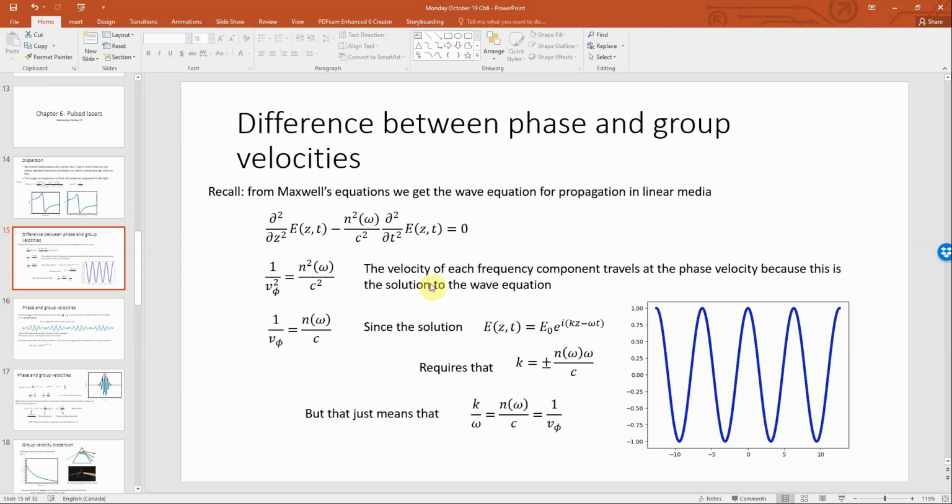So we'll go through this in more detail in class. But basically, you have a wave of a single frequency component that will be traveling with that velocity, c over the index of refraction, and that will be the speed of light in that medium, the phase velocity.